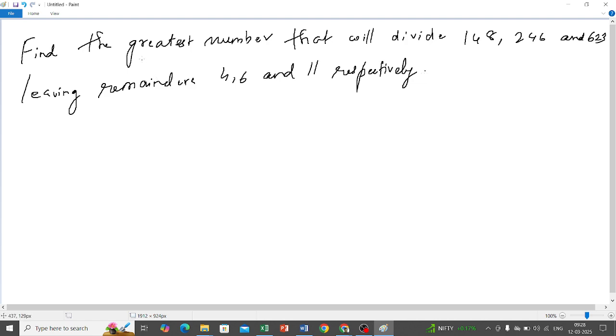See, whenever it is asking greatest number, that means HCF. Whenever it is asking greatest number, that is HCF. Find the greatest number that will divide 148, 246 and 623, leaving remainders 4, 6 and 11 respectively.